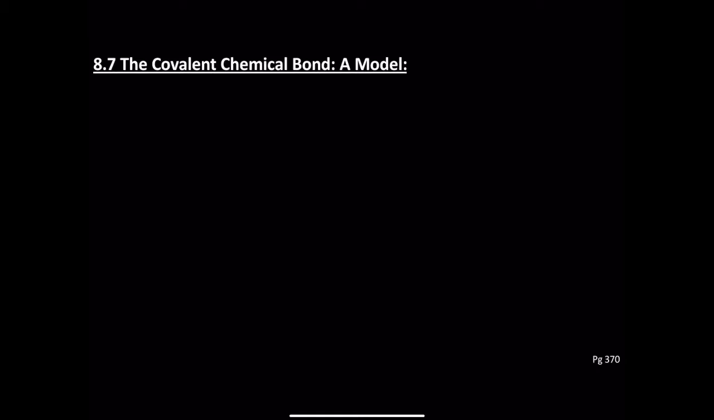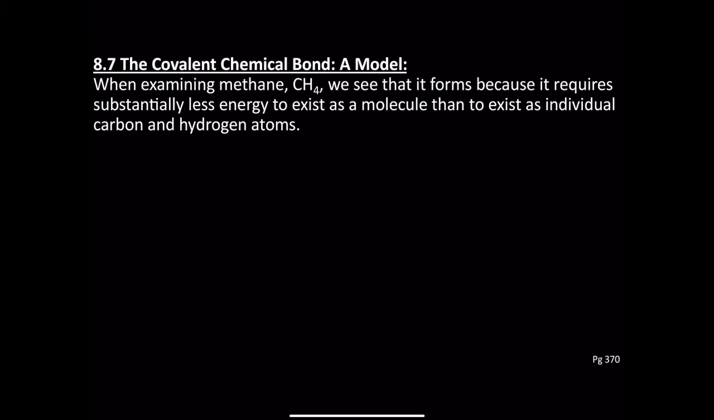All right, let's look at 8.7, the covalent chemical bond. Okay, so we've gone through ionic, a little bit of polar covalent. Let's keep going with covalent. So when looking at methane, which is CH4, we see that it forms because it requires substantially less energy to exist as a molecule than to exist as individual carbon and hydrogen atoms, right? The purpose of bonding for all these atoms is to get to a lesser energy state, right?